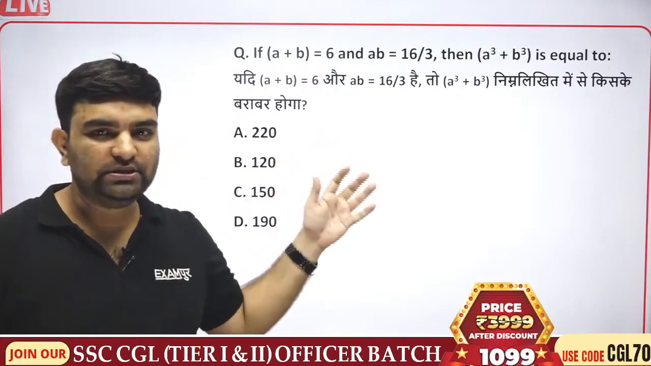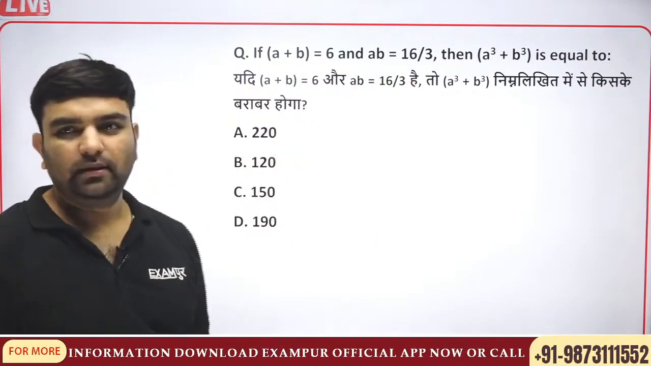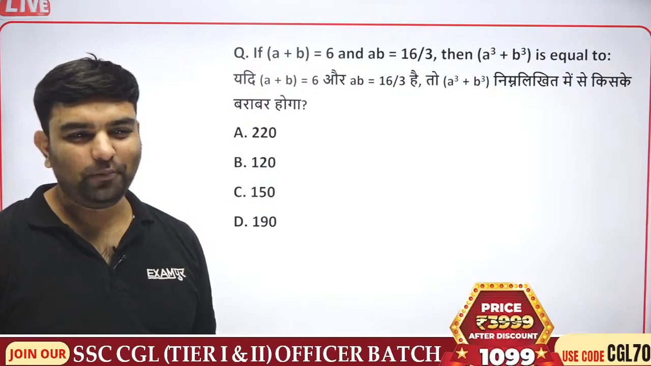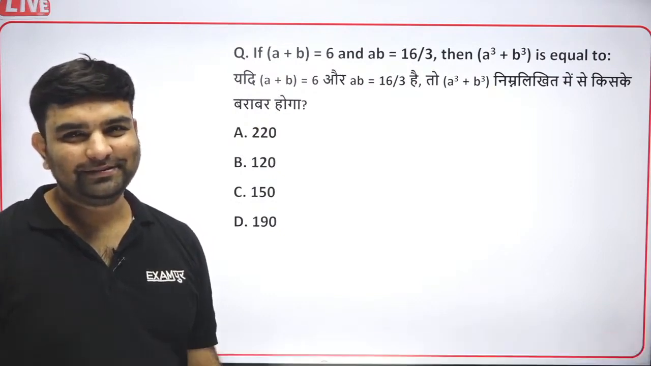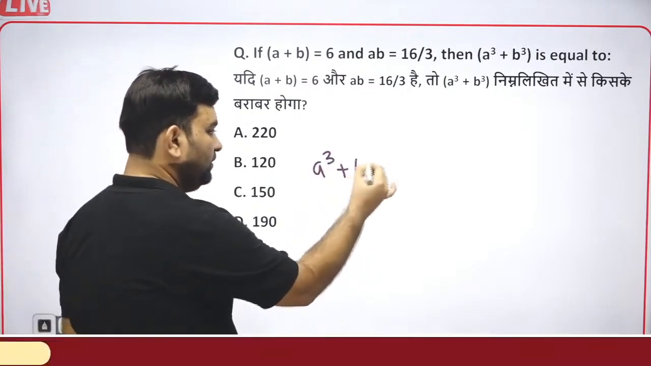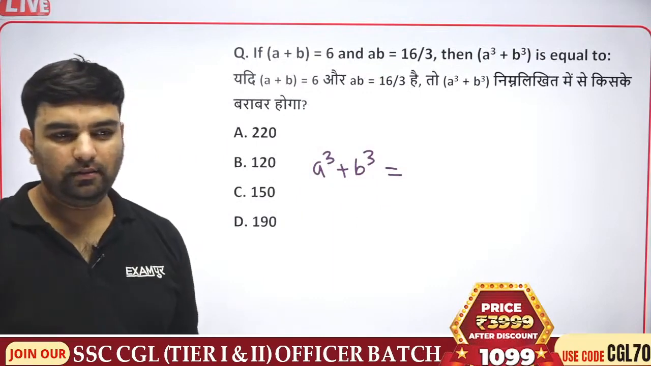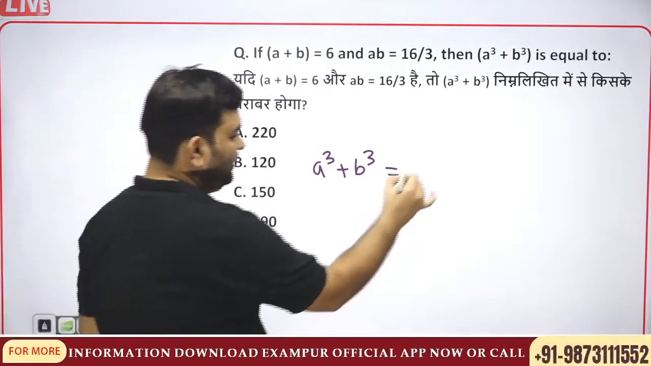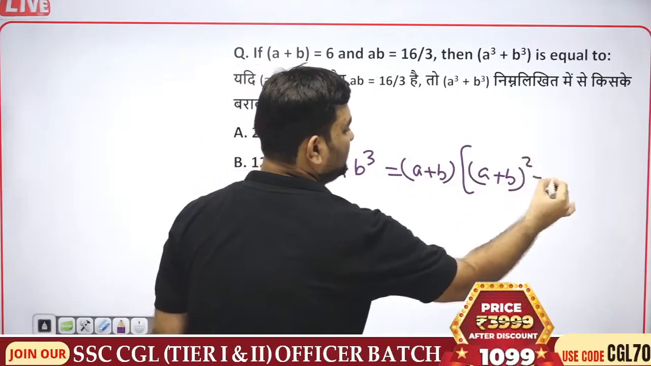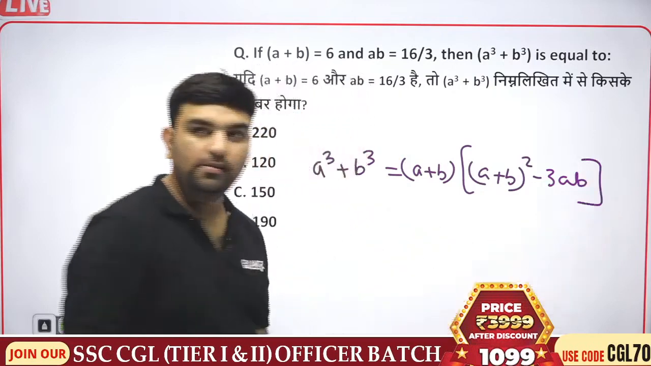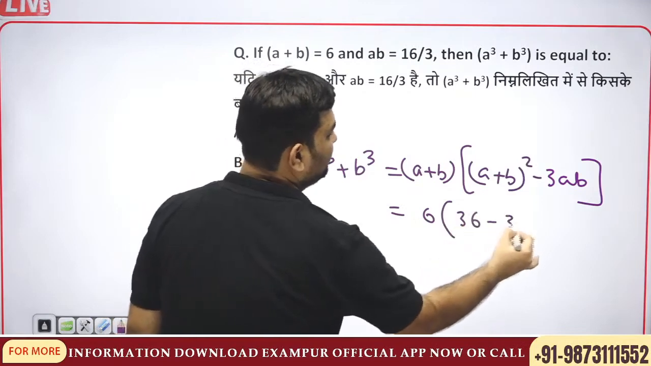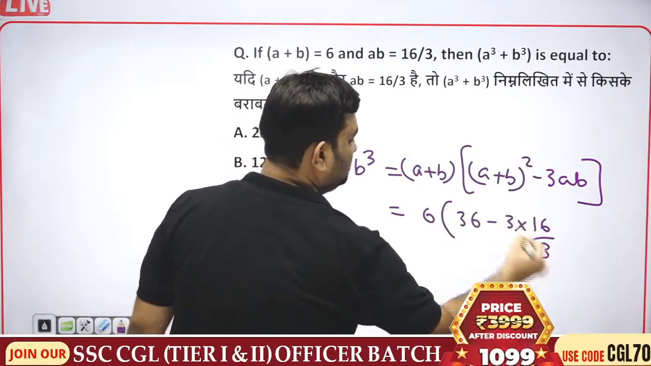Don't think of values, you can't assume. Their product is a fraction, their sum is a number. You can't assume such values. Go for the formula directly. (a plus b) whole square minus 3ab. 6 square is 36, minus 3 times ab. Fatafat.